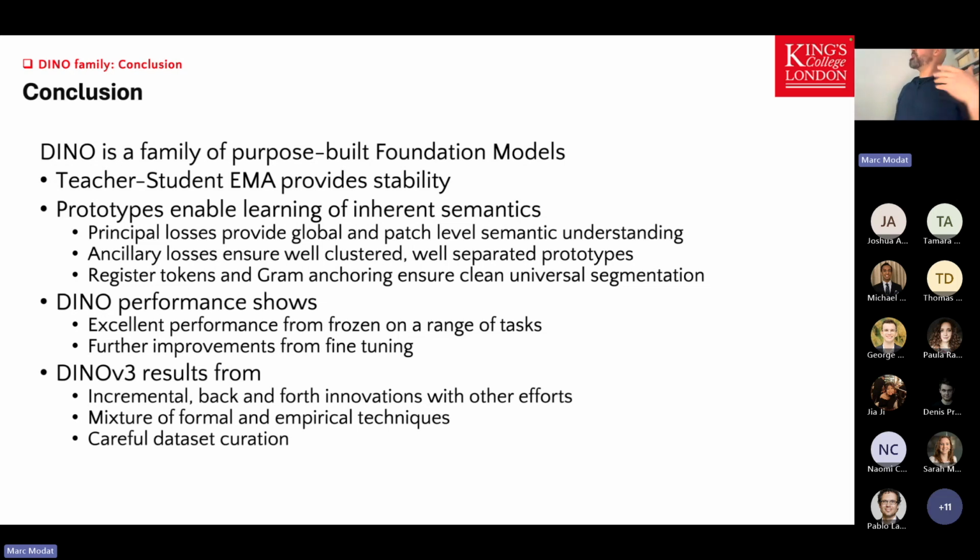DINO is a family of purpose-built foundation models. They really are built specifically to do this foundation model stuff. And that's all I'll say for now, actually.